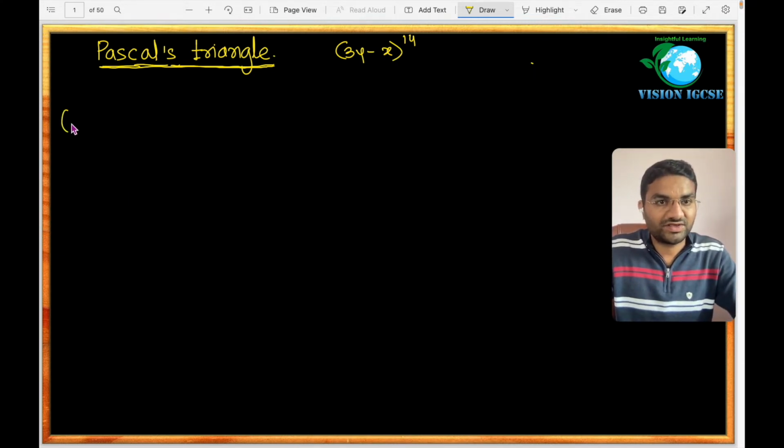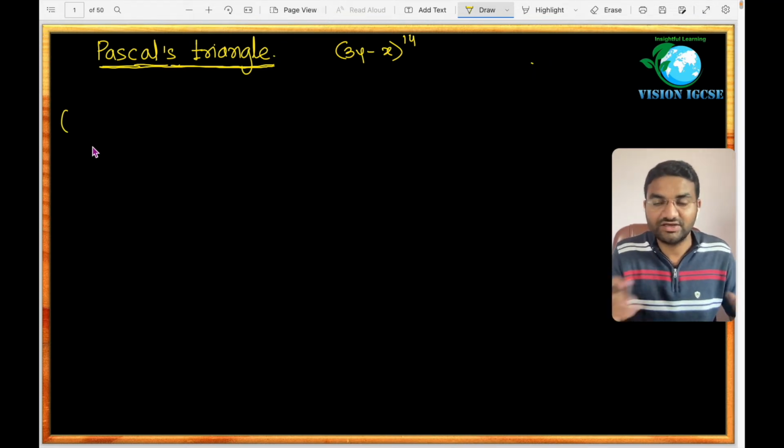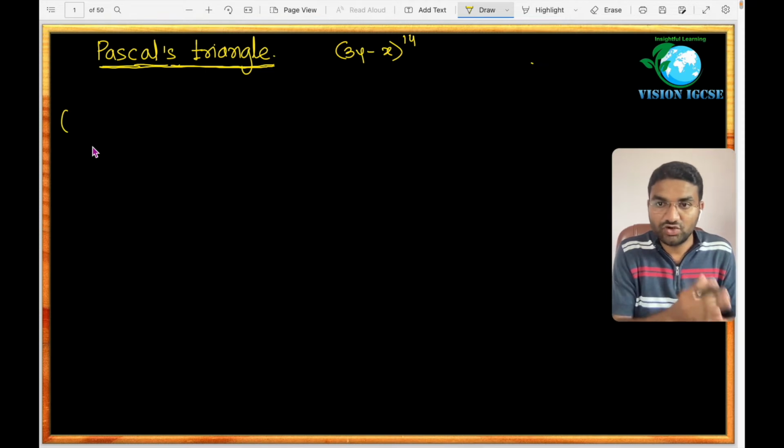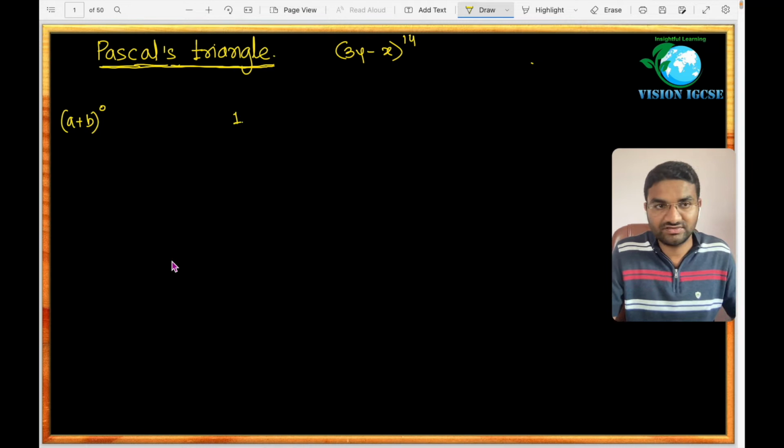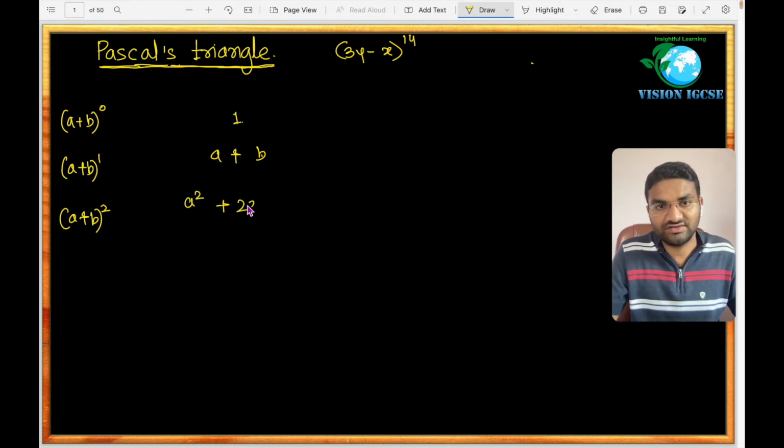Firstly, let's understand what Pascal's triangle is. Pascal's triangle gives the idea about the coefficients of the terms. So (a plus b) raised to 0 is 1, since anything raised to 0 is 1. Then (a plus b) raised to 1 is a plus b. Then (a plus b) raised to 2 is a square plus twice ab plus b square.